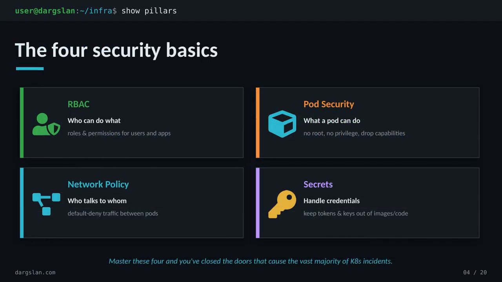Here are those 4 controls on one screen. RBAC, role-based access control, governs who can do what, mapping users and service accounts to permissions. Pod security restricts what a pod itself is allowed to do at runtime. No root, no privileged mode. Drop the capabilities you don't need. Network policy decides who talks to whom, ideally starting from default deny. And secrets keeps credentials out of your images and your Git history. Lock these 4 down, and you've shut the doors behind most real-world Kubernetes incidents.